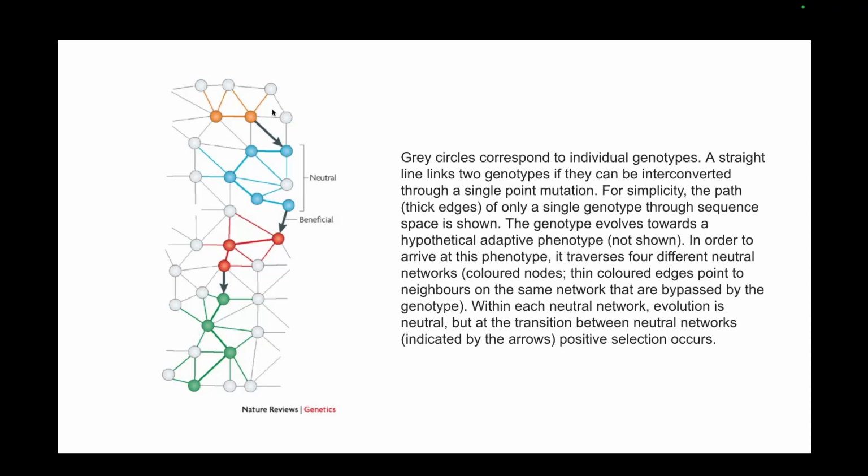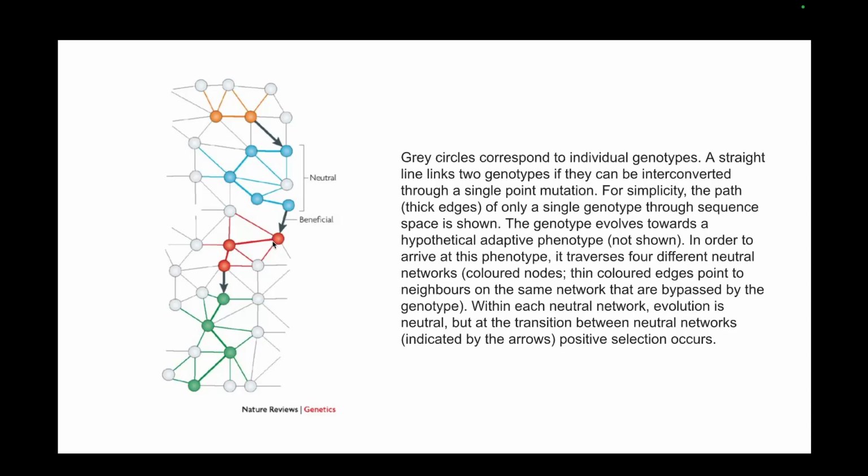These four different neutral networks are colored like this. Within each neutral network, evolution is neutral, but at the transition between neutral networks, positive selection occurs. So this is a network, and this is another network. When you're moving from this network to this network, this is a transition. Now you're moving from this network to this network, this is also a transition. The rest of them are neutral mutations, which don't make a change in the phenotype.